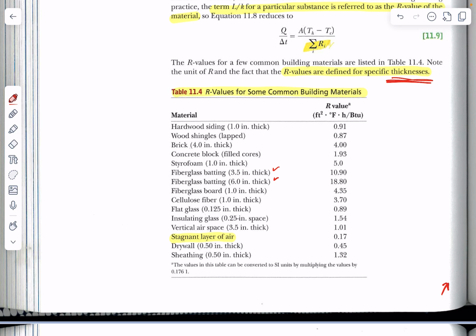Now you can see we like to use fiberglass, especially in exterior walls and underneath the roof, because they have very, very large R values, and therefore they block the flow of heat very, very effectively. The other things have lesser values of heat.